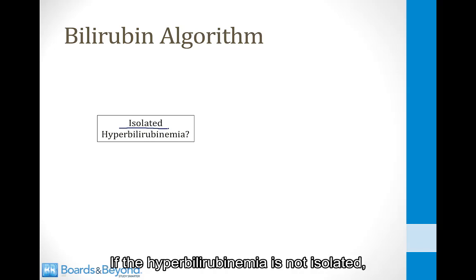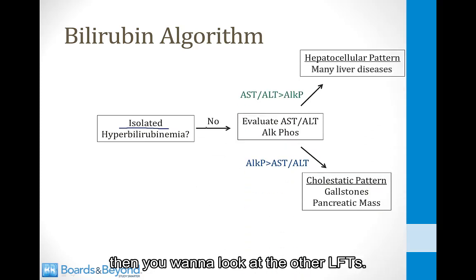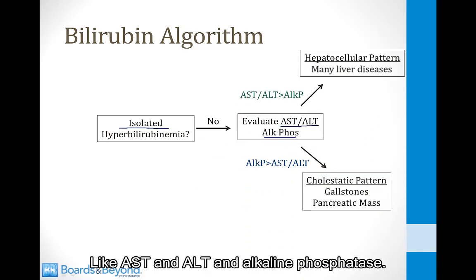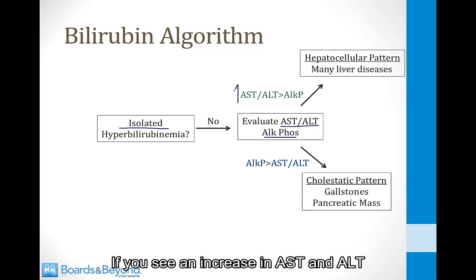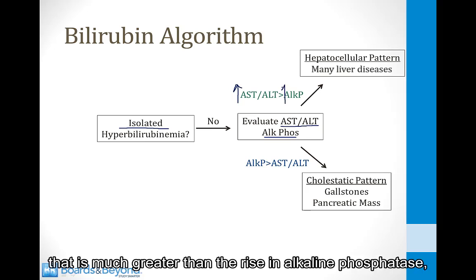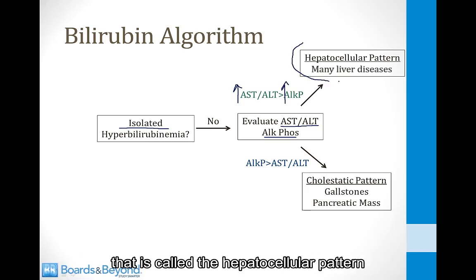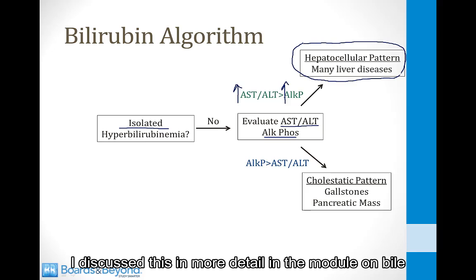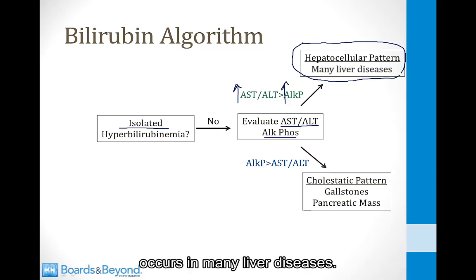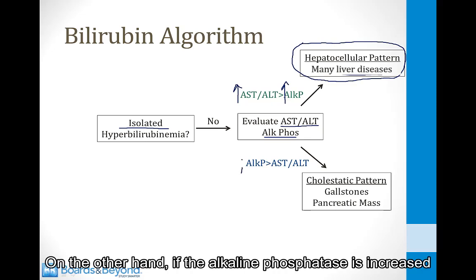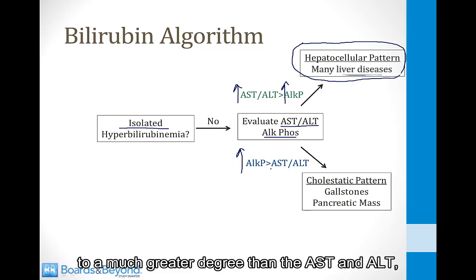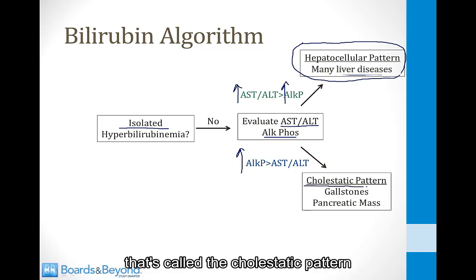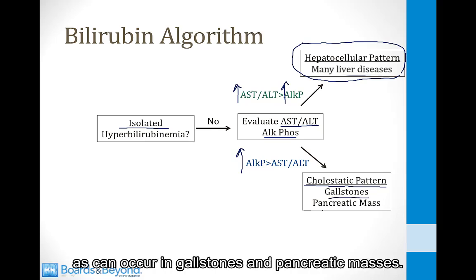If the hyperbilirubinemia is not isolated, then you want to look at the other LFTs like AST and ALT and alkaline phosphatase. If you see an increase in AST and ALT that is much greater than the rise in alkaline phosphatase, that is called the hepatocellular pattern of liver function test abnormalities. I discussed this in more detail in the module on bile, but this pattern of LFT abnormalities occurs in many liver diseases. On the other hand, if the alkaline phosphatase is increased to a much greater degree than the AST and ALT, that's called the cholestatic pattern of liver function test abnormalities, and that's what you see when you have cholestasis or obstruction of bile flow, as can occur in gallstones and pancreatic masses.